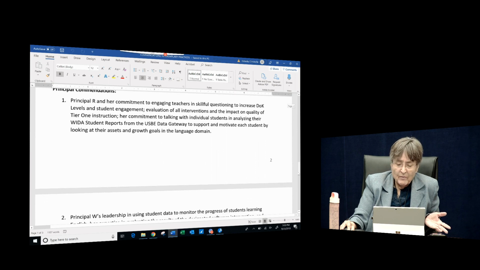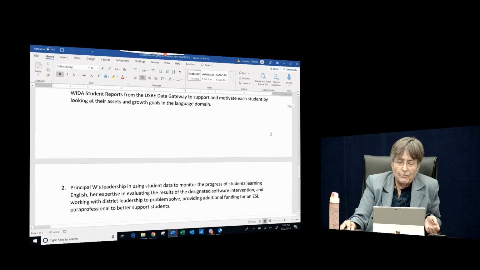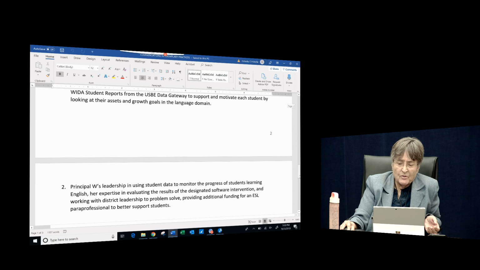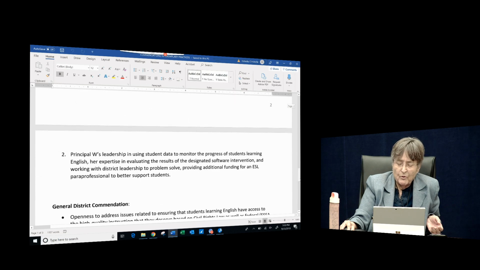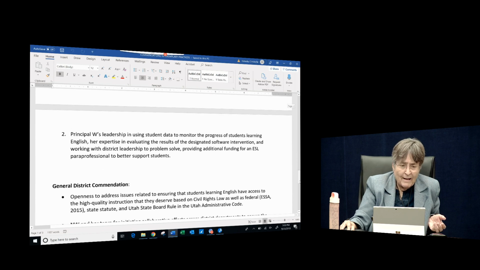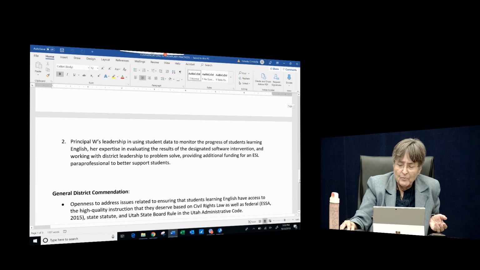Here are principal recommendations. Her commitment to engaging students in skillful questioning. You can't really move your instruction conceptually unless you know how to ask really great questions that move and support students in thinking conceptually. Mathematical principles in relationship to your understanding, and then representing them based on evidence for your answer.